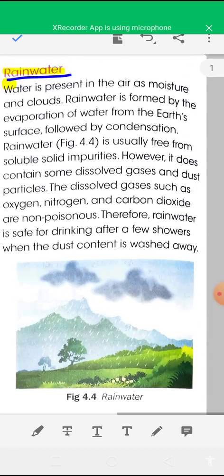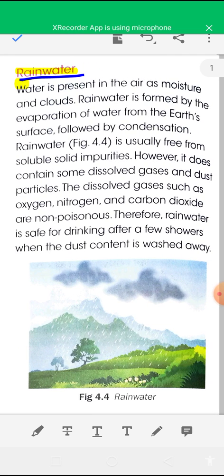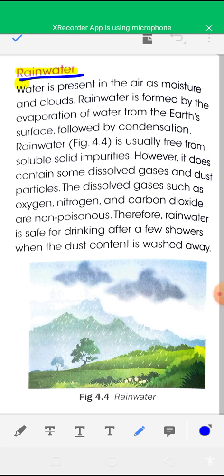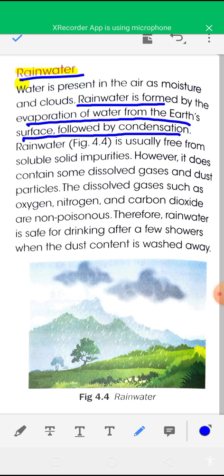So the first type of source of water is rainwater. Water is present in the air as moisture and cloud, and rainwater is formed by the evaporation of water from the earth's surface followed by condensation. So rainwater is formed by two processes: first evaporation, then condensation.